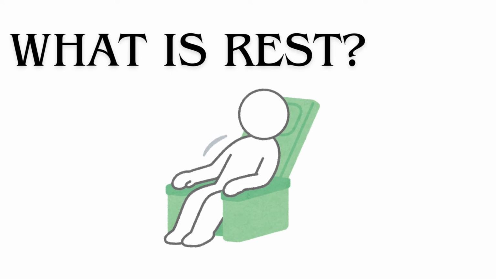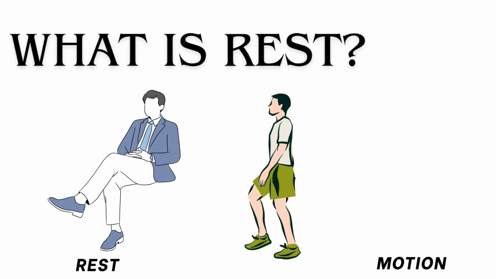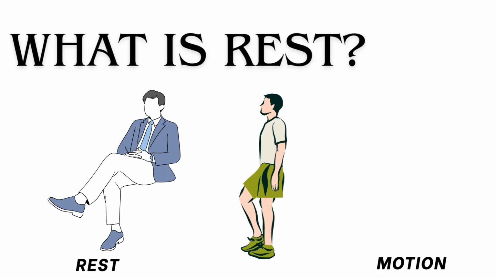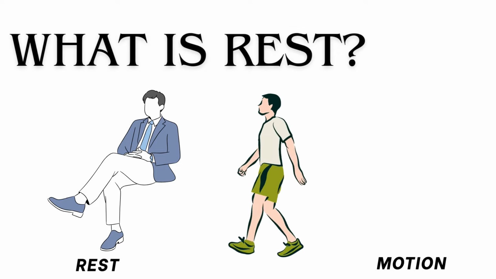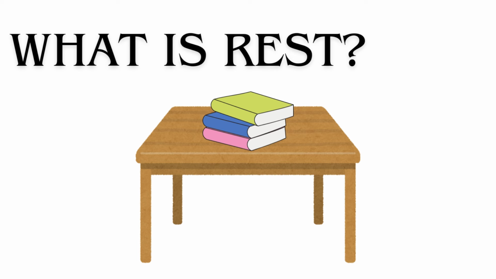Okay, now we discuss rest. In order to understand motion, you need to understand the concept of rest. An object is at rest when it does not change its position with respect to its surroundings. And if it is changing, then it is in motion. Now let's discuss a few examples of rest. A book on the table is at rest.